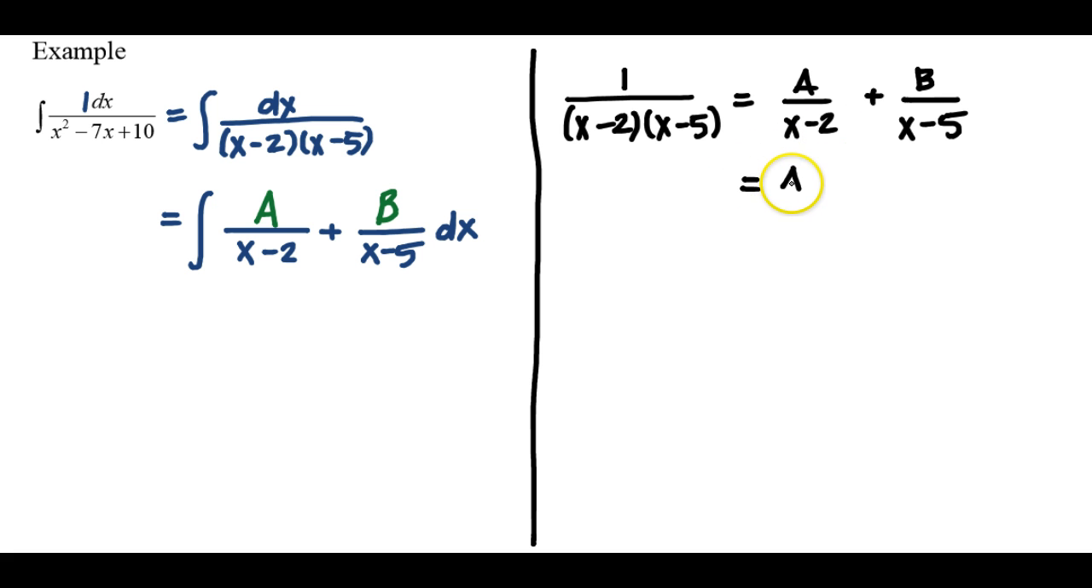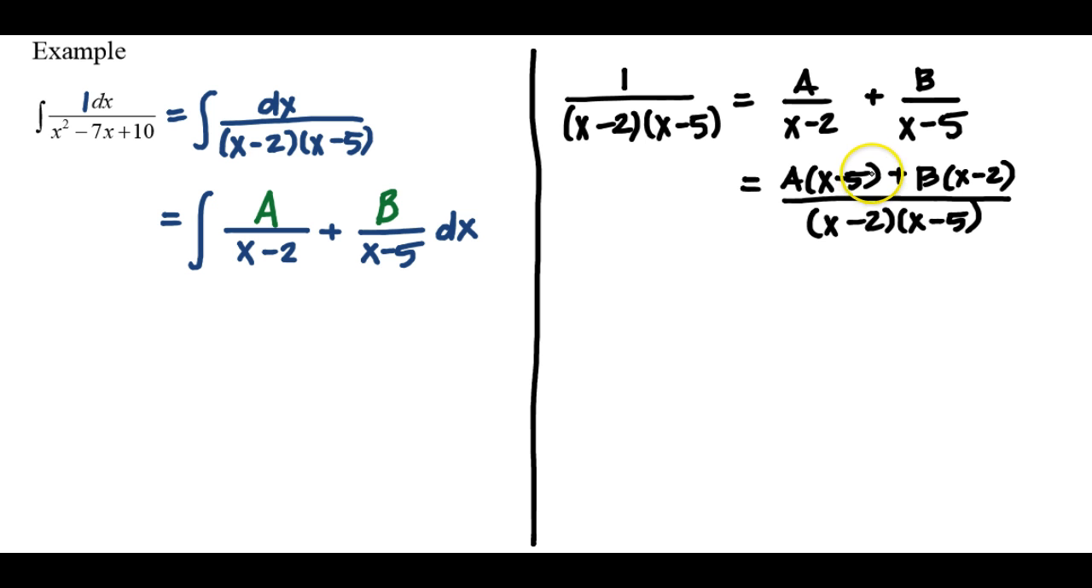So here's what I'm going to have. I'm going to have a times x minus 5, which is really just cross multiplying. So a is going to have to be multiplied by x minus 5, and then plus b is going to have to be multiplied by x minus 2, because we'd multiply the top and bottom by x minus 2 to get common denominators. And then all over my common denominator, x minus 2 times x minus 5.